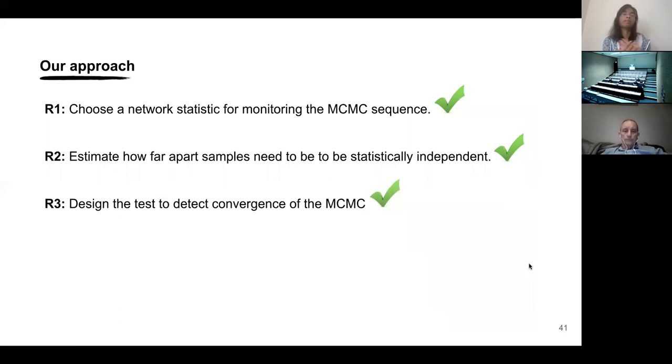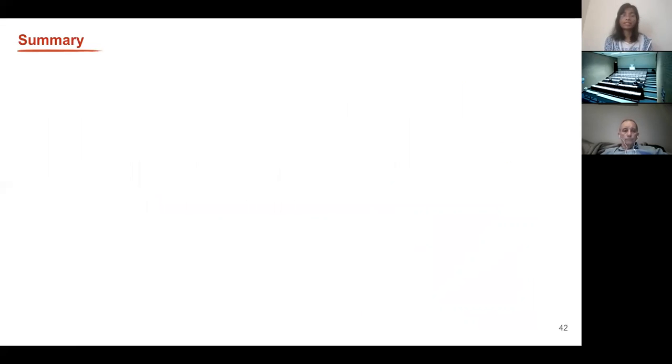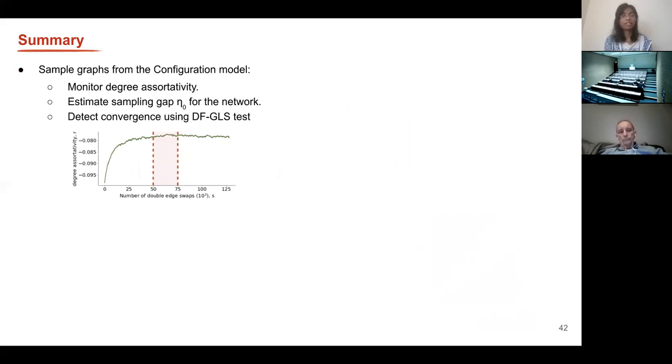Okay, so that brings us to our third question, which is how do we detect the convergence of the MCMC? So to summarize, we propose a method for sampling graphs from the configuration model. We are basically using the degree assortativity to monitor the progression of the MCMC over time. And we are estimating how far apart the samples should be in this Markov chain, and we are calling that the sampling gap of the network. And we are using the DFGLS test to detect when the MCMC is converging on its stationary distribution, which is the target uniform distribution of all graphs with a given degree sequence.